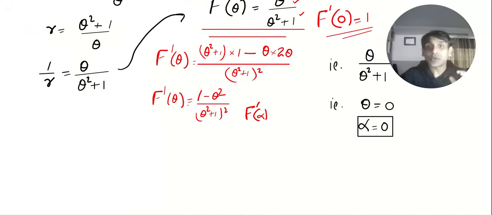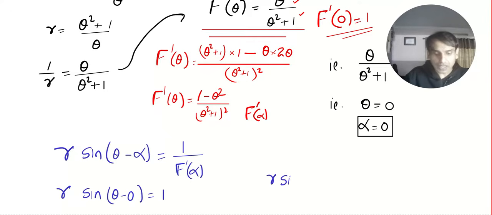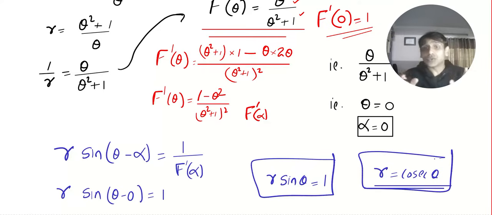What is step number 4? Yeah, you have to memorize that equation. r sine (theta minus alpha) is equal to 1 by derivative value at alpha. That's it. r sine (theta minus 0) is equal to 1 by 1. That is, we get the equation r sine theta is equal to 1. If I cross multiply, it becomes r is equal to cosec theta. You can leave it like this or like this as you wish.